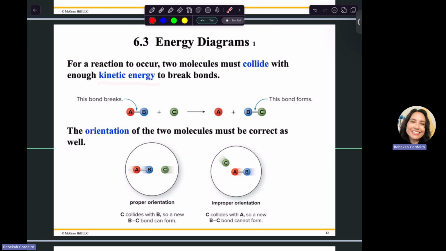So if you're trying to get a certain orientation, if C hits A, it's not really going to do anything, because we're looking for C to replace A, to hook up with B. So this would be like a single replacement reaction.